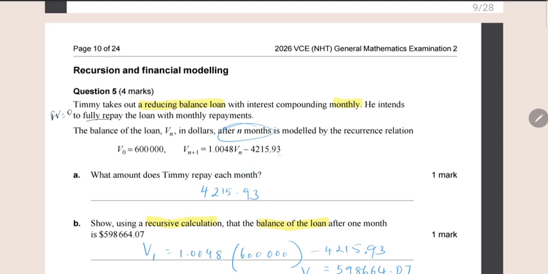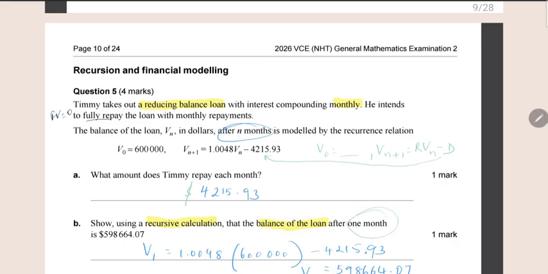So when it comes to a reducing balance loan, the rule is V0 is equal to whatever loan you take, Vn plus 1 is equal to the interest on the loan current value minus the repayments that you make. So this value is your repayment. Please be mindful, some students write it with a minus sign. Don't do that. The answer is 4,215.93.